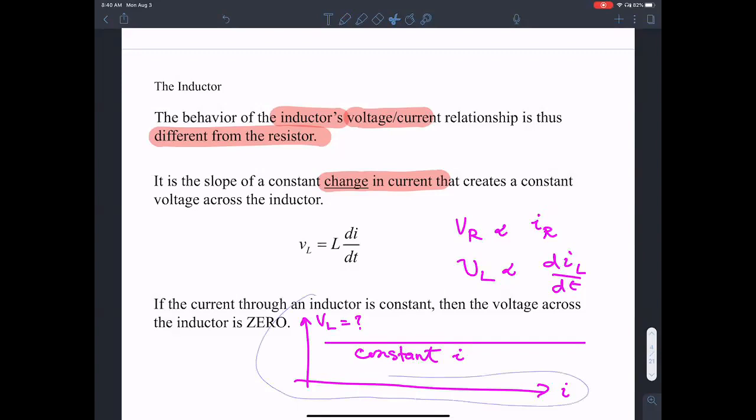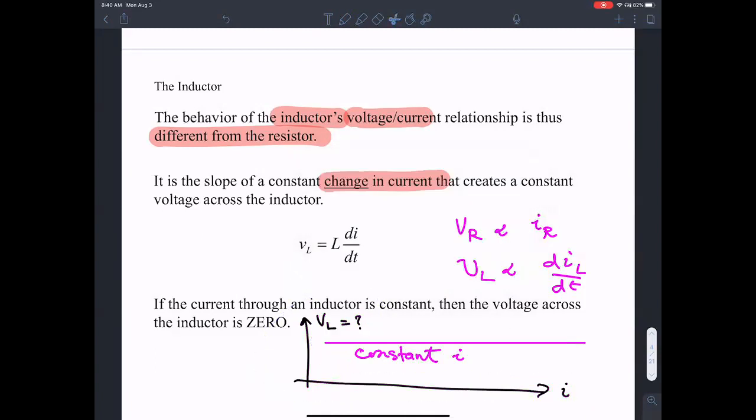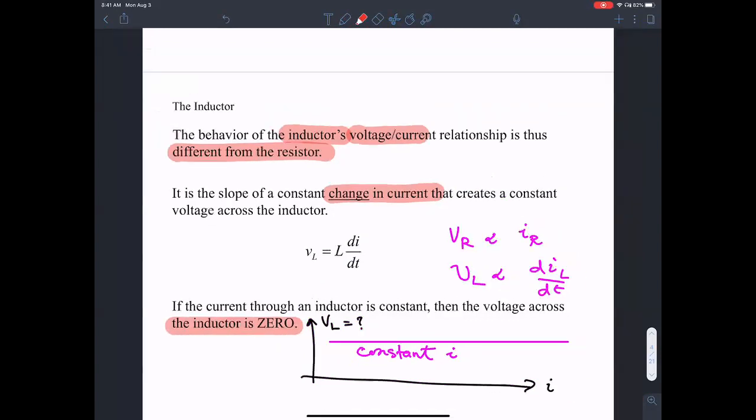It would be 0 because that's the slope, that's the rate of change. So the rate of change of current is 0 when it is constant. So when a DC current is applied to an inductance, the voltage across such inductance is 0. Okay, so that's the idea.